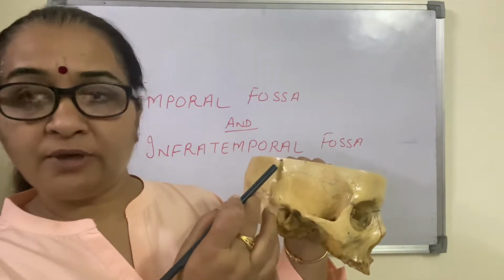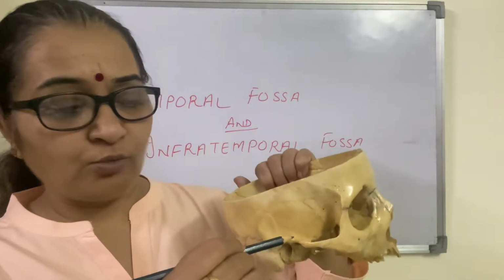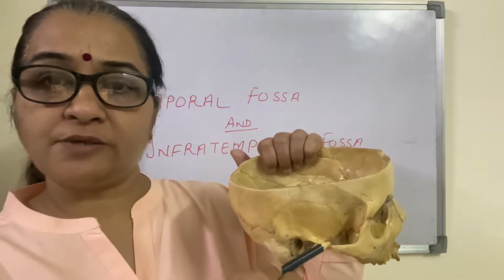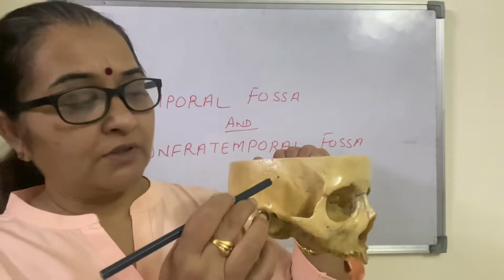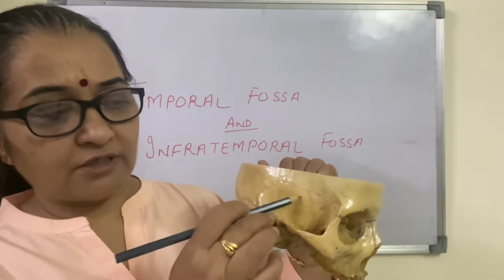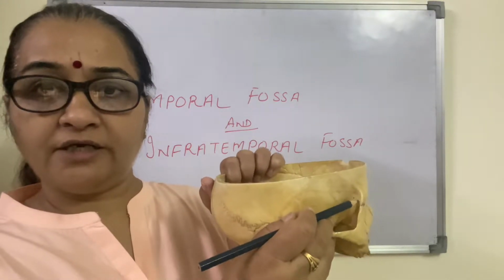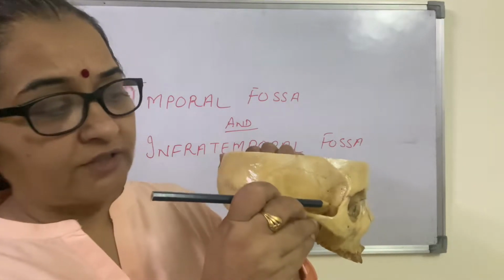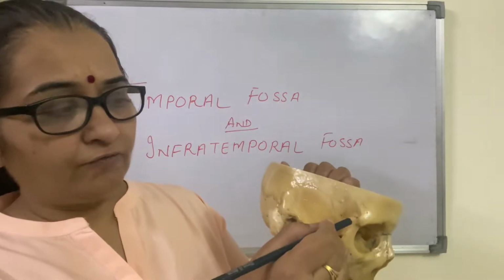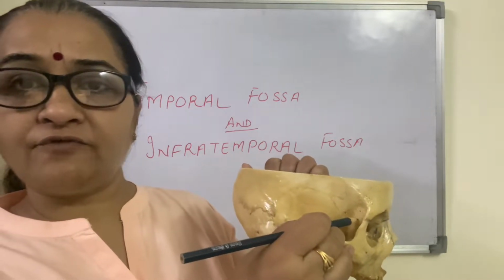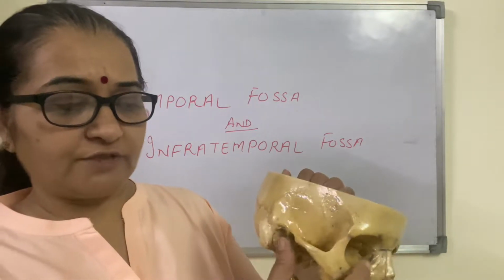So above it is bounded by these temporal lines of the frontal bone. Below it is bounded by the zygomatic arch. You can see here the upper margin of the zygomatic arch laterally and infratemporal crest medially. And the anterior wall of this temporal fossa is formed by the frontal bone. Then this is the zygomatic bone. So the anterior wall is completed by the frontal bone, zygomatic bone, and the greater wing of the sphenoid. So these three bones form the anterior wall of this temporal region.